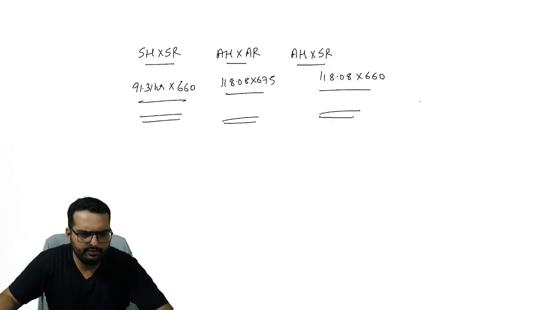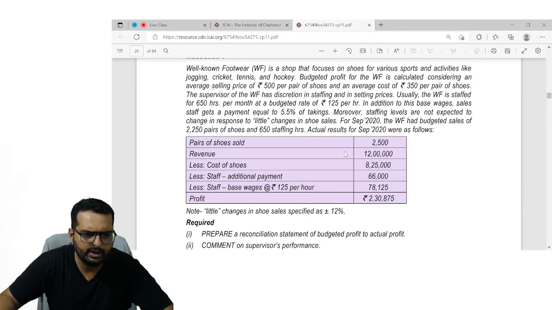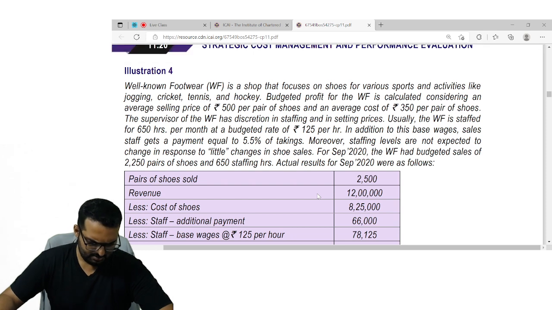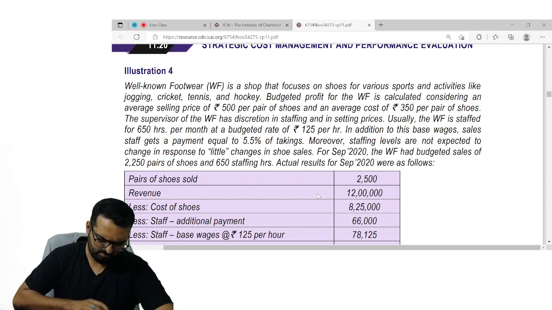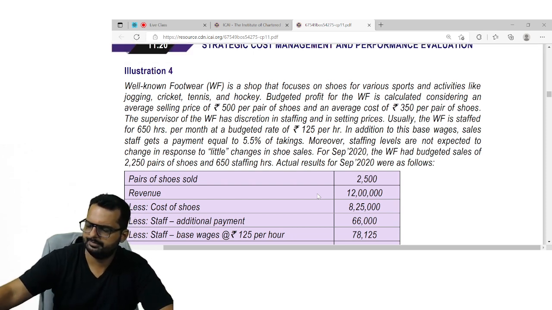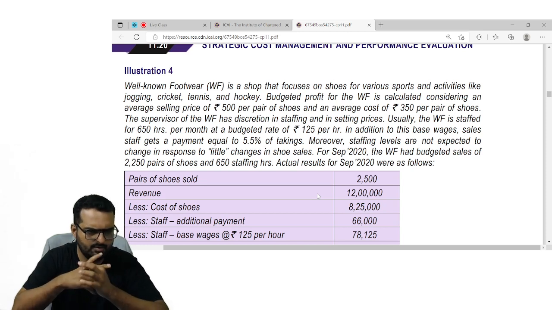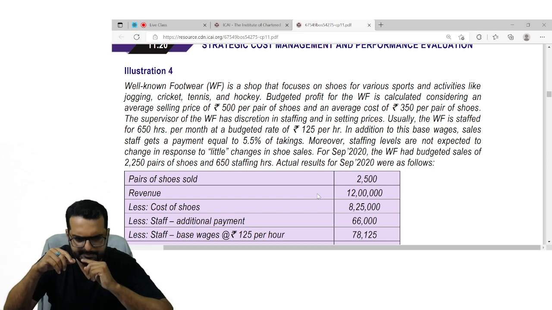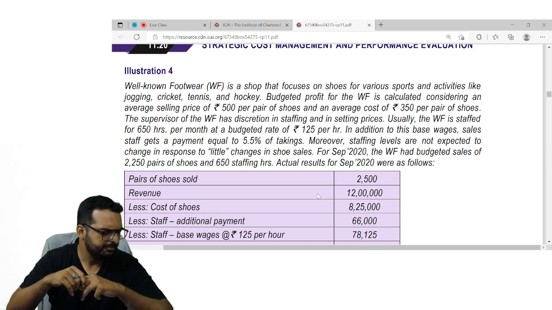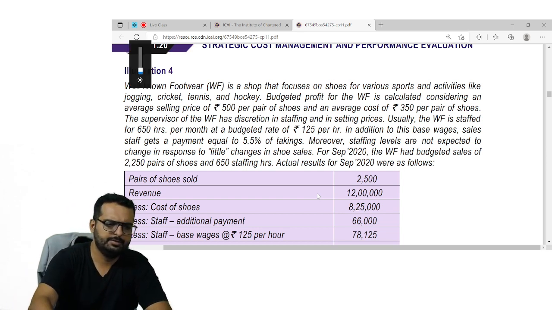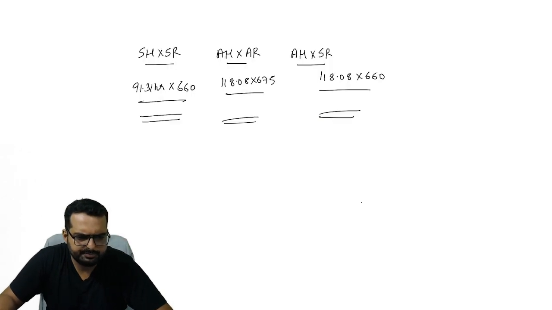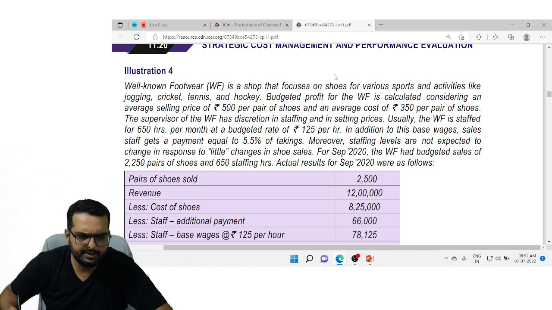Yes, shall we now go and finish off with the final important problem of the standard costing chapter? All right, friends, I'm starting off now. We'll just read through it.